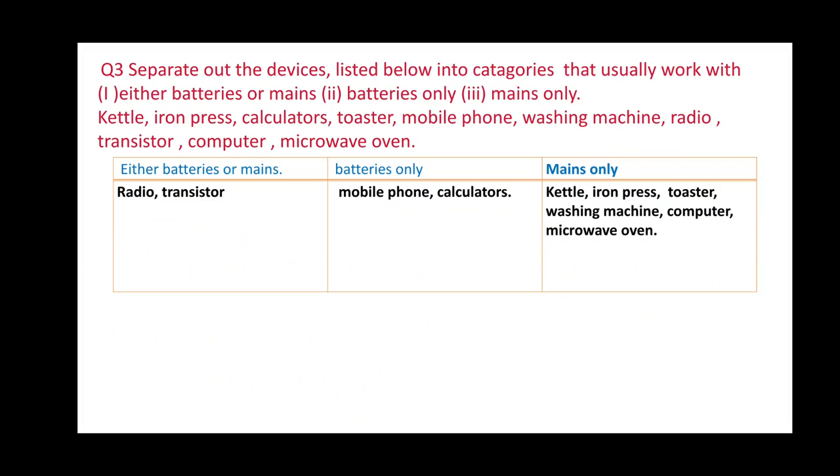Next is: separate out the devices listed below into the categories that usually work with either batteries or mains, batteries only, or mains only. So certain names of the devices are given, and you have to categorize them in these three groups. So radio and transistors, they can work on either batteries or mains. Mobile phones and calculators, they work on batteries only. Kettle, iron press, toaster, washing machine, computer, and microwave oven, they work on mains only.